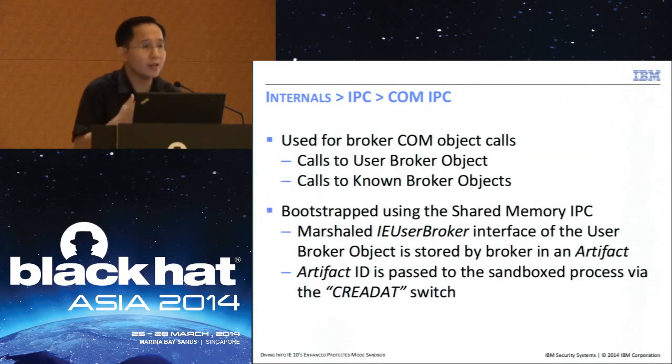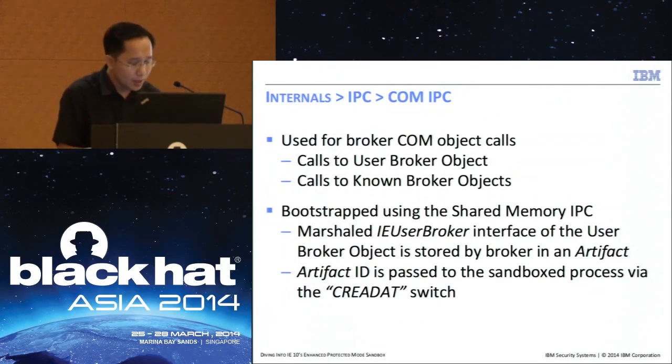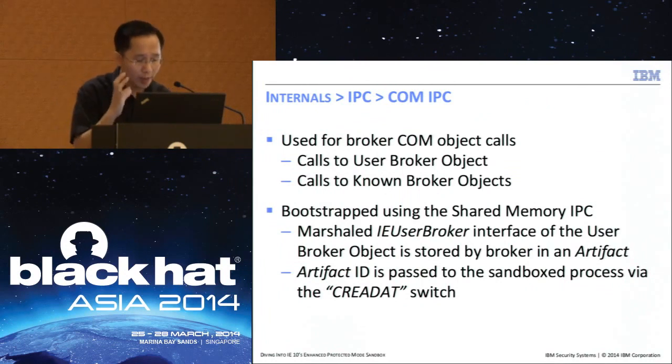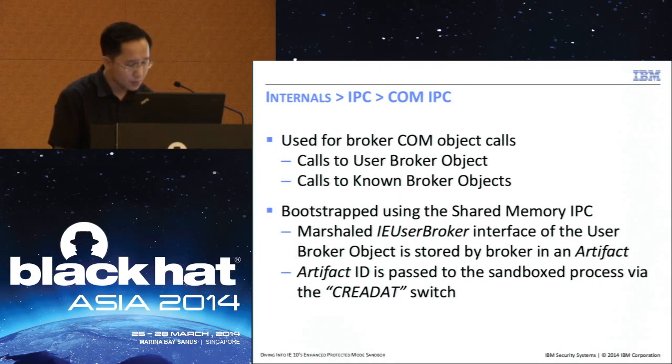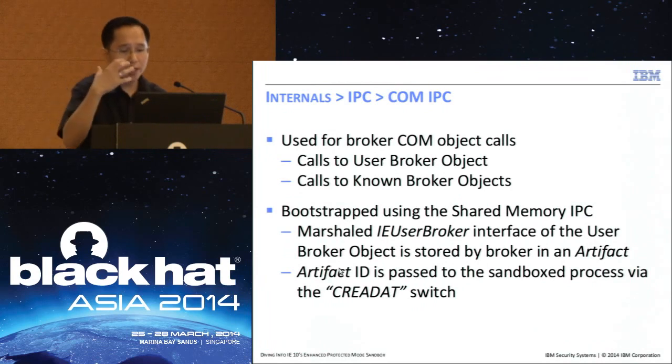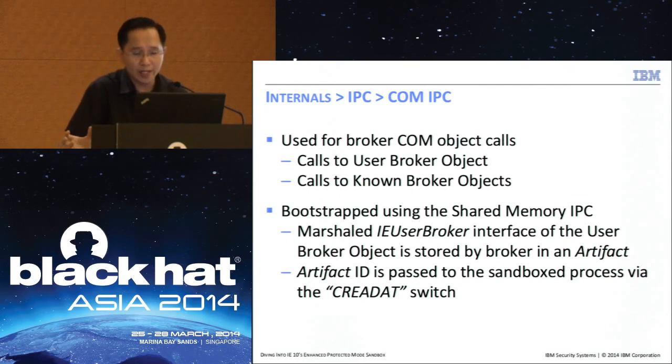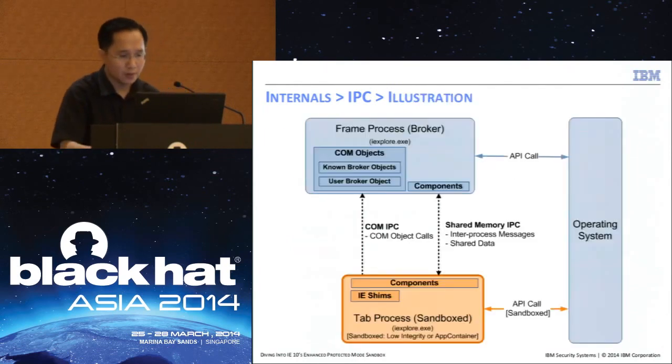COM IPC is the second IPC mechanism used. It is used by the Sandbox process to invoke the services exposed by COM objects in the broker. It is bootstrapped by the broker by first marshalling this particular interface of this particular user broker object. Once the interface is marshaled, it will be transferred to the Sandbox process via the shared memory IPC. So I have an illustration.